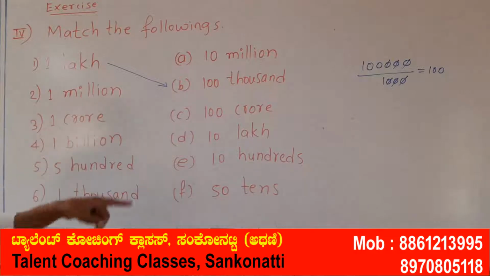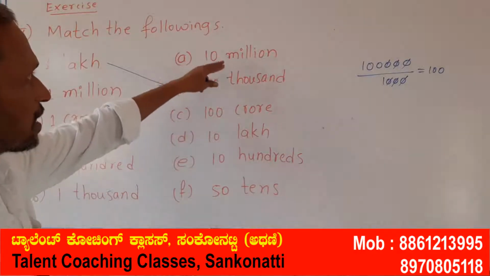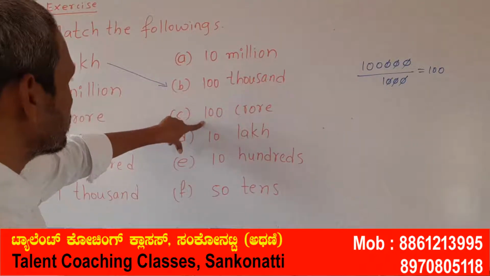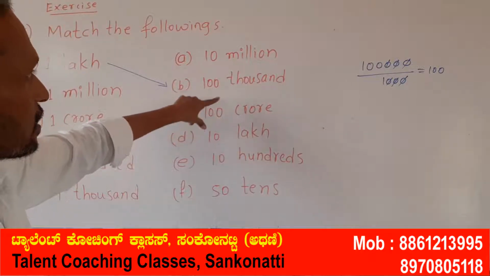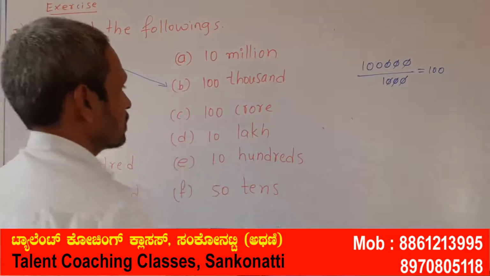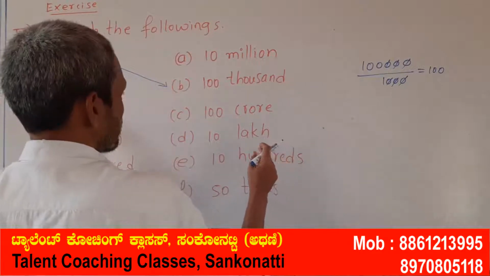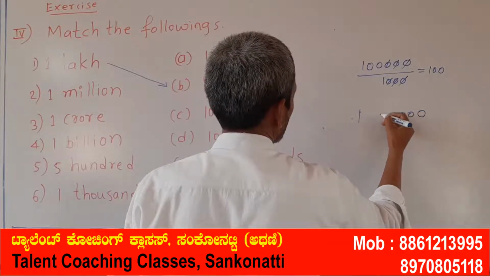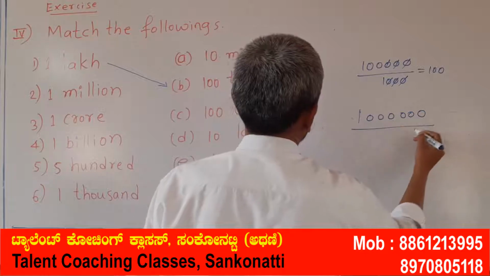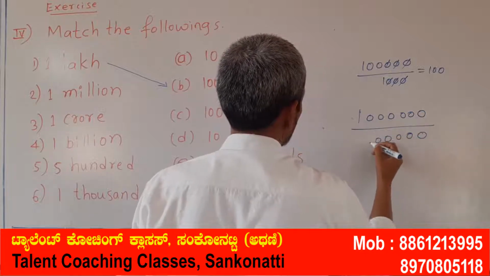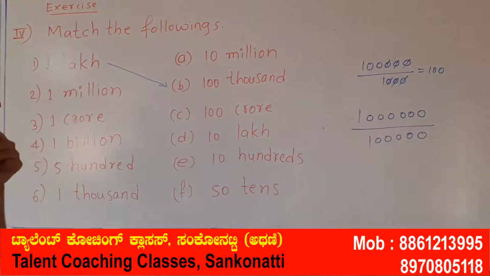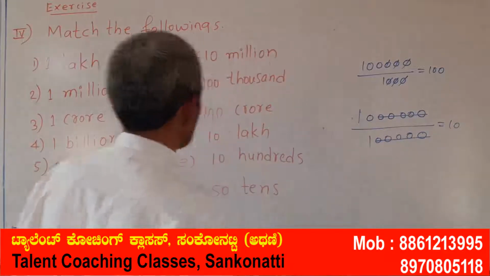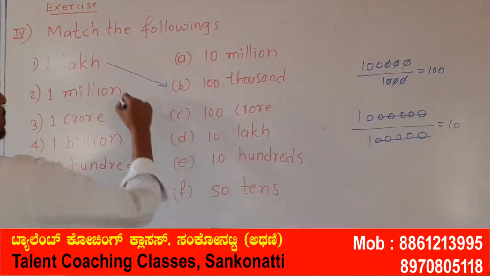Second one, 1 million is equal to... 10 million is greater, and 100 crore, so we will see for 10 lakh. Now we will divide million by lakh. Unit, 10, 100, 1000, 10,000, 100,000, million by lakh. Unit, 10, 100, 1000, 10,000, lakh. 5 zeros, 5 zeros. Now we have 10 lakh. So 1 million means 10 lakh.